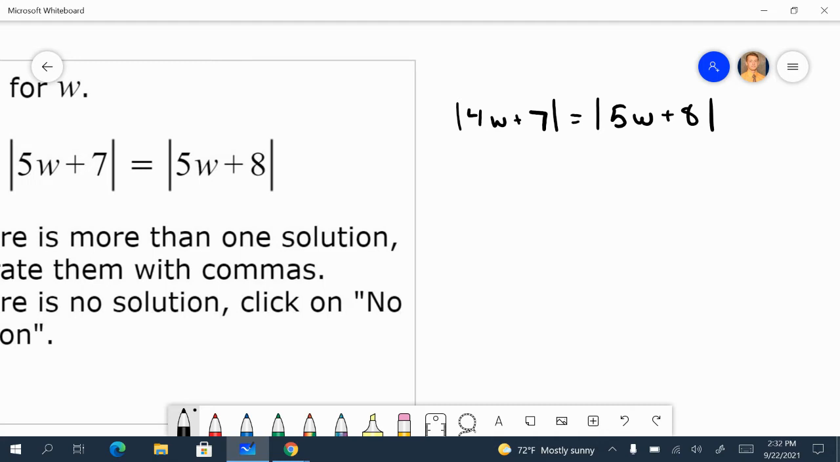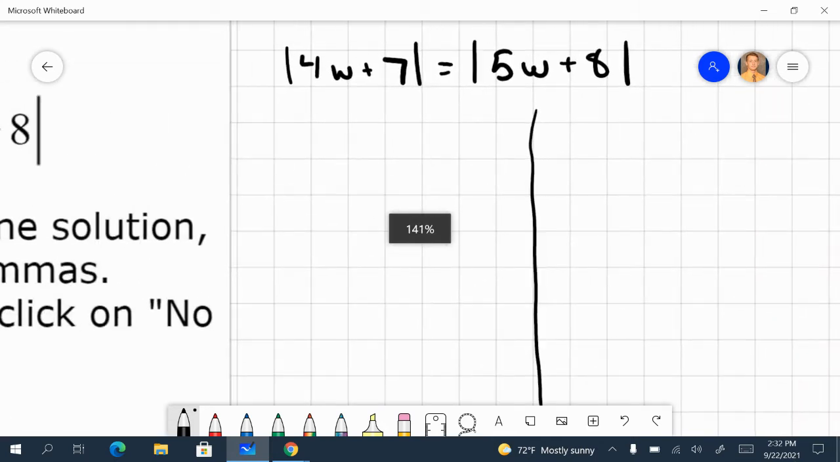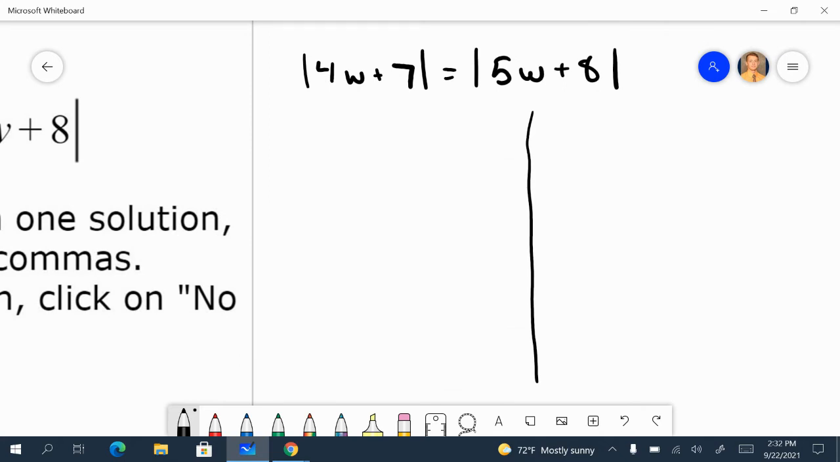But now we've got two terms on the right-hand side that we're going to have to change both. So I'm going to set it up with two equations like we were doing in the past. I'll just use that line as a divider. So if I'm doing the first equation here, see if I can zoom in. My first equation is going to be that 4W, I'm just taking off the parentheses now, plus 7 equals 5W plus 8. Okay, there's my first example.